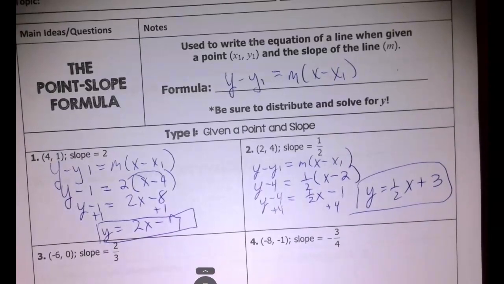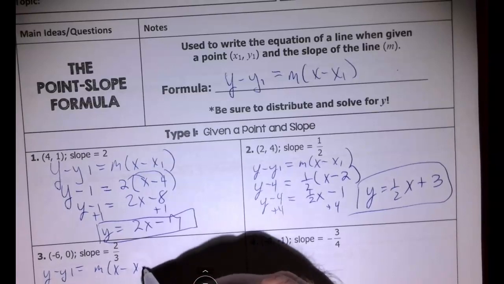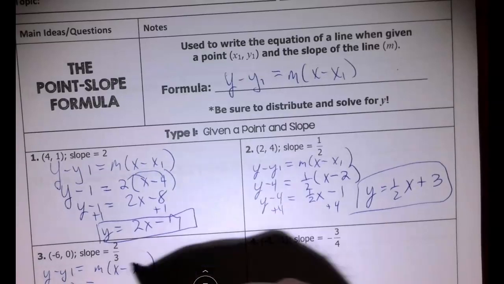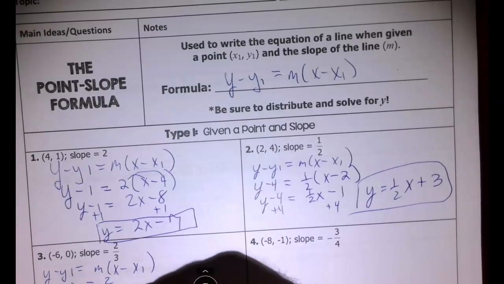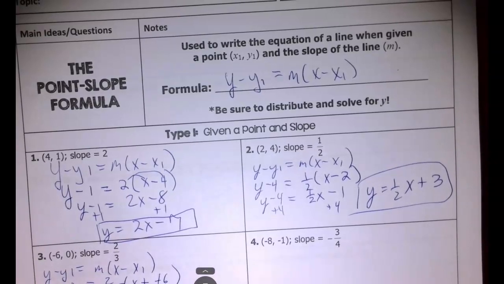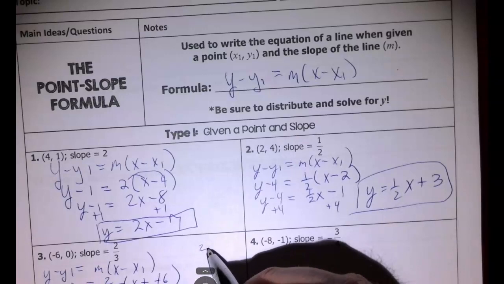Okay, let's do number 3. Y minus y1 equals m times x minus x1. Y minus 0, so we won't have to do anything in that last step. 2/3 times x minus a negative 6, so this is plus 6. We get y equals 2/3 x, and 2/3 of 6, when you put it in the calculator, you do 2 times 6 divided by 3, so that's going to give you 4. That's our final answer.